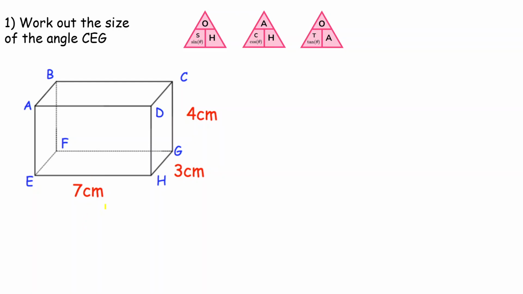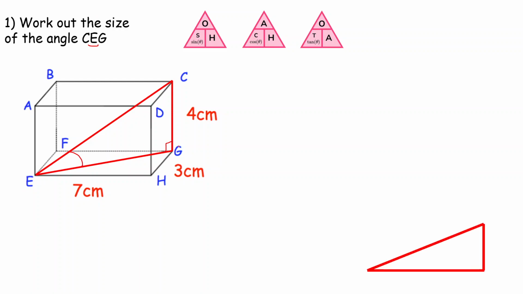So question 1, it says find the angle C to E to G. So let's go and draw the triangle, C, E, and then G down here. Okay, so I'm trying to find angle CEG. E is the middle one. I want to find this part over here. I've got a right angle over here. So again, I've got GEC.